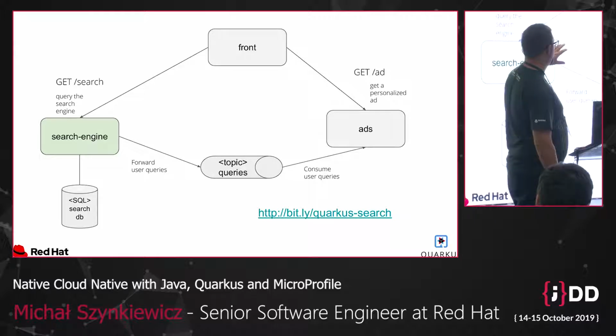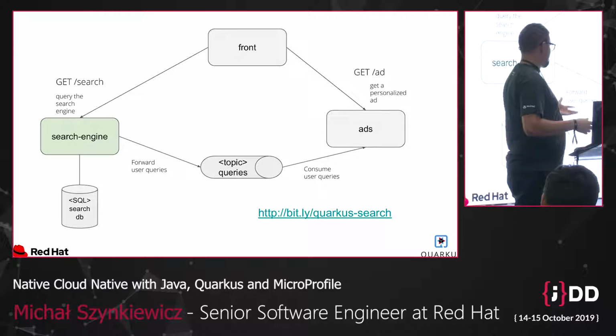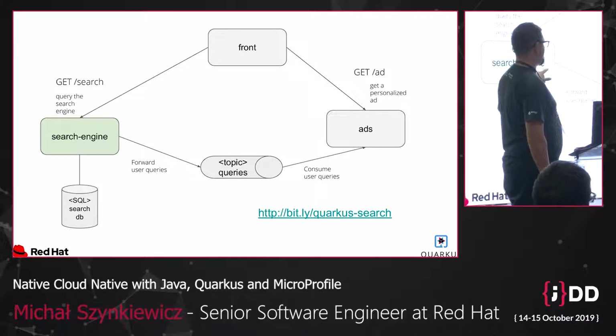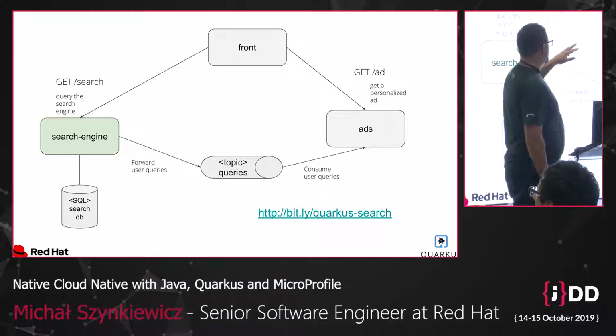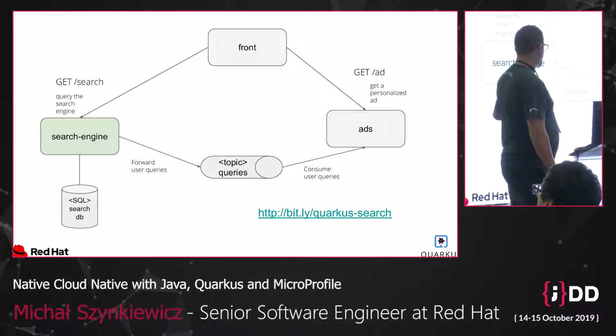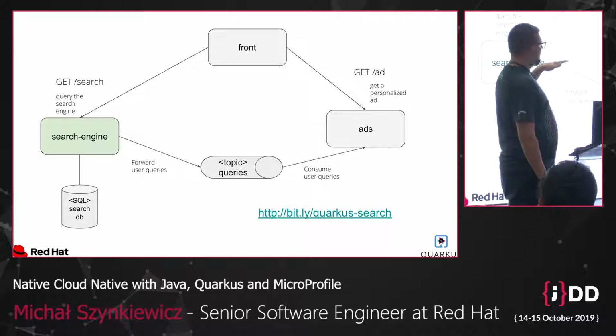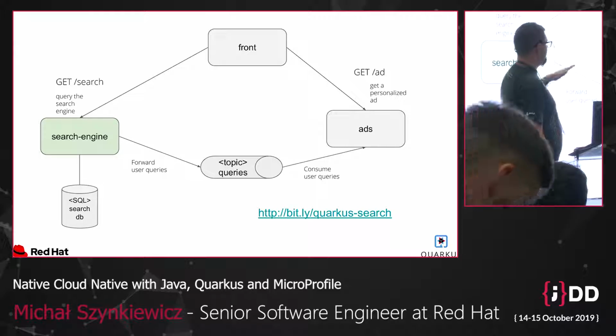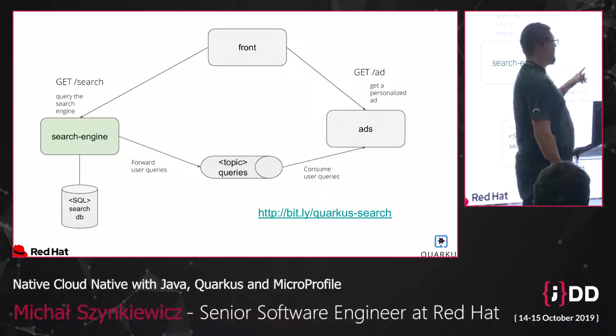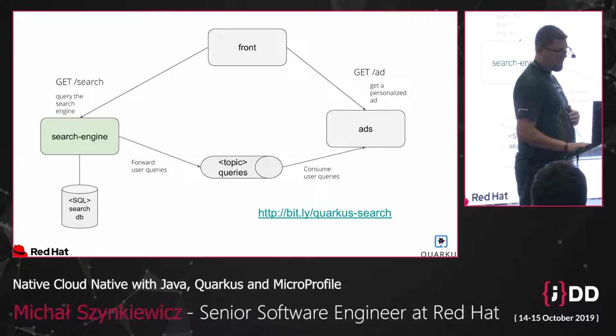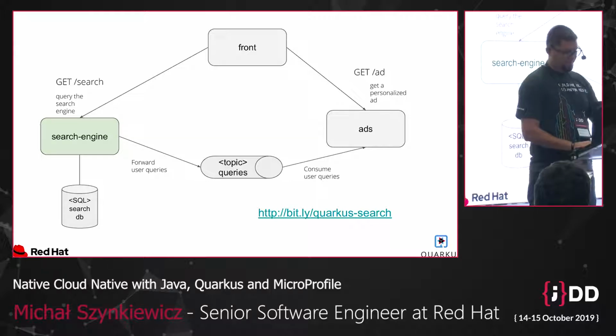There's a front that I have already written. The front service is the thing that exposes this web page that we've just seen, and it asks the search engine that we will write for the results. The search engine uses the database to gather the results for the search term, but also forwards the queries to a Kafka topic, and then these queries are consumed by the ads service that creates a personalized ad. So let's jump to it.